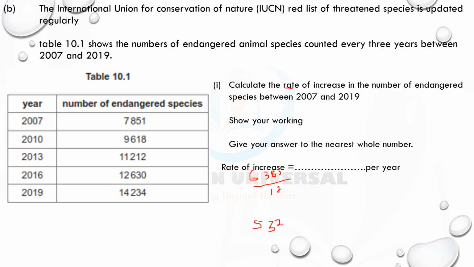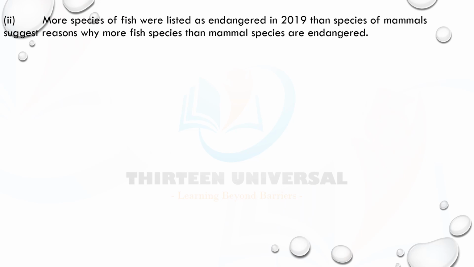Right, let's see the mark scheme. See it, minus it, and give it. Okay, that's it. So let's look at the next question. More species of fish were listed as endangered in 2019 than species of mammals. So suggest reasons why more fish species than mammals were endangered.